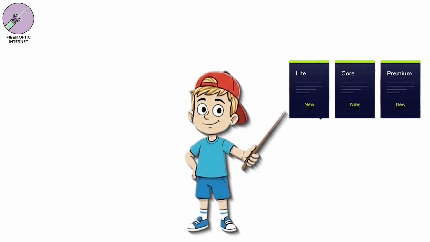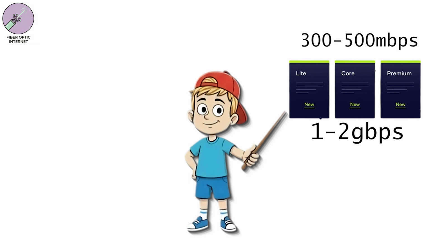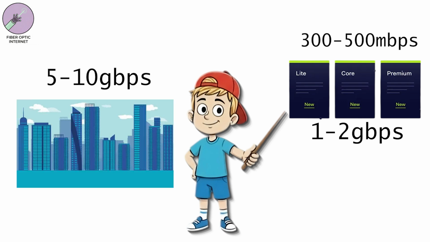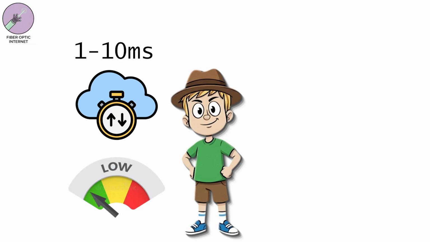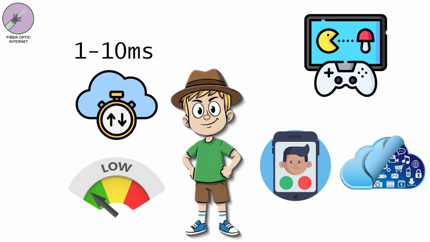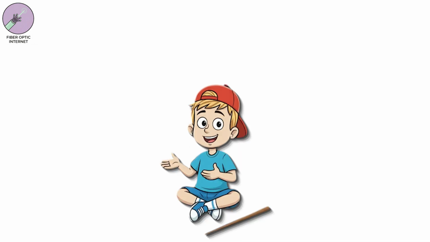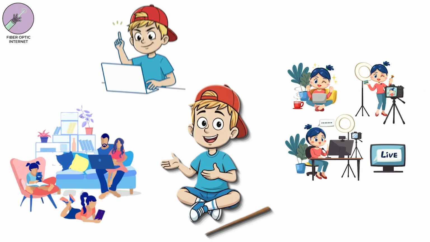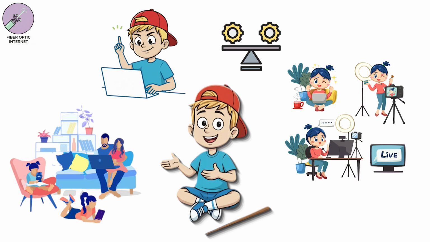Entry plans start around 300 to 500 megabits per second. Many offer 1 to 2 gigabits per second, and premium areas reach 5 to 10 gigabits per second. Latency is extremely low at 1 to 10 milliseconds, making gaming, video calls, and cloud apps feel instant. Fiber is perfect for busy homes, creators, and remote workers needing stable performance.